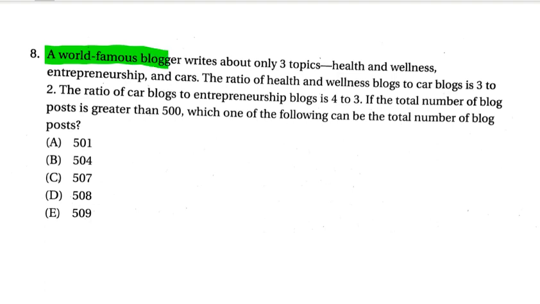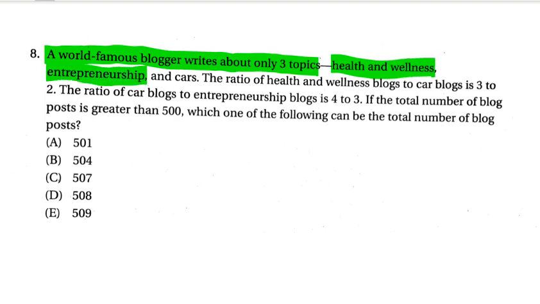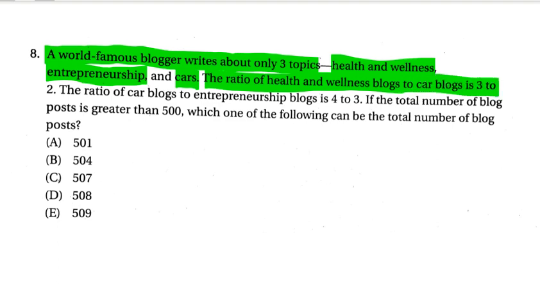A world famous blogger writes about only 3 topics. What is it? First one is health and wellness, second one is entrepreneurship, and the third one is cars. The ratio of health and wellness blogs to car blogs is 3:2. So let's write that actually. Health and wellness I'm writing as H, and entrepreneurship I'm writing as E. So health and wellness to car blogs, C. Car blogs will be C.